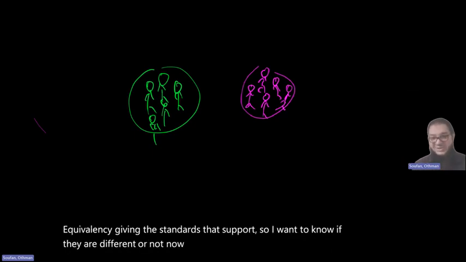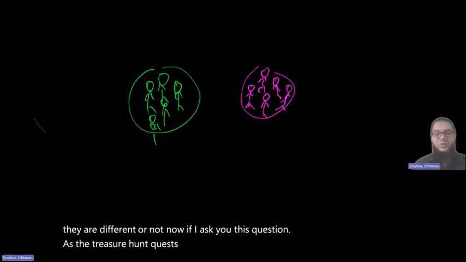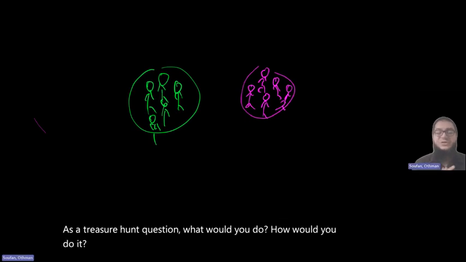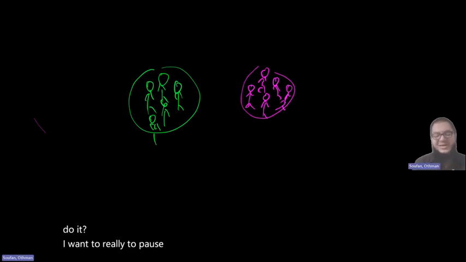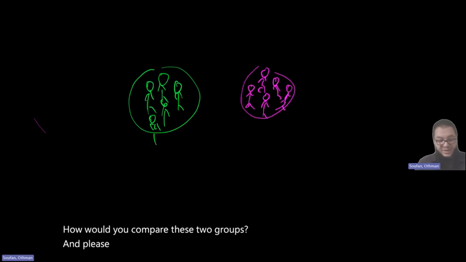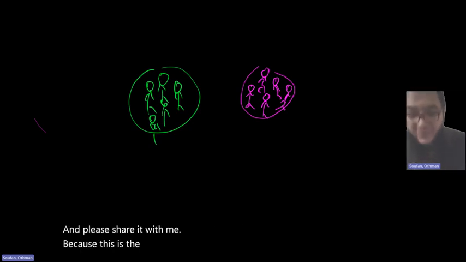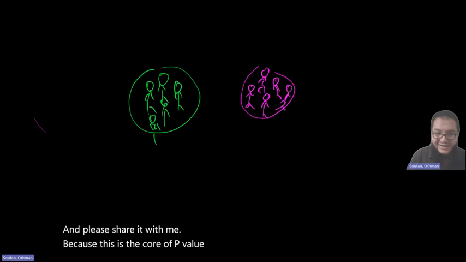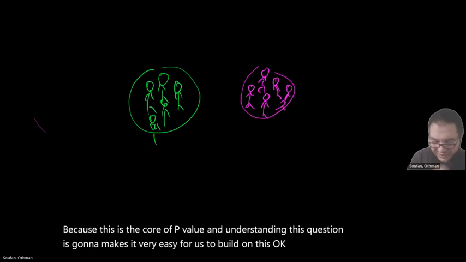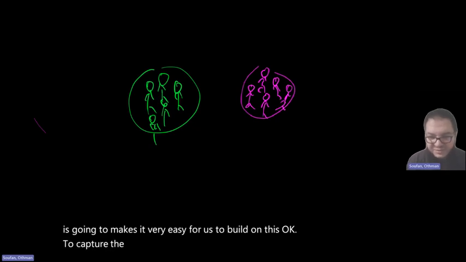Now, if I ask you this question as a treasure hunt question, what would you do? How would you do it? I want you really to pause here and write down your own ideas. How would you compare these two groups? And please share it with me, because this is the core of the p-value. Understanding this question is going to make it very easy for us to build on this, to capture the p-value concept.